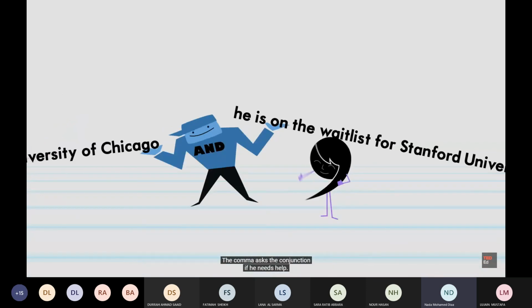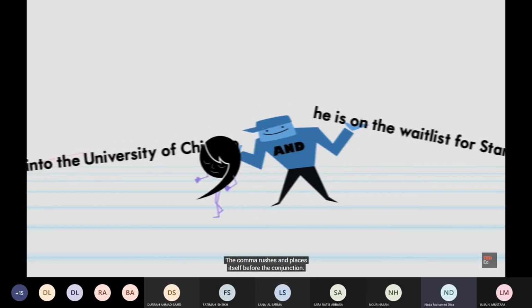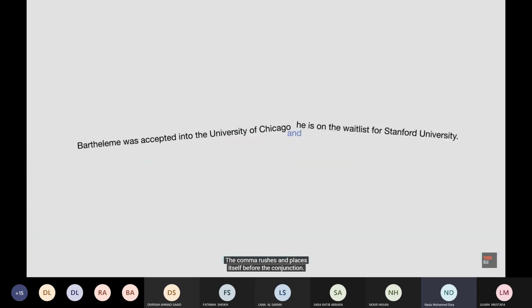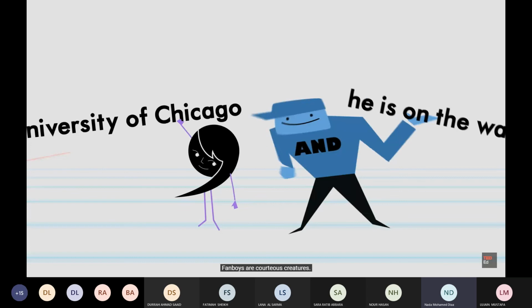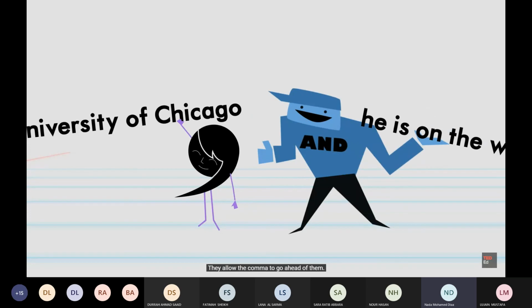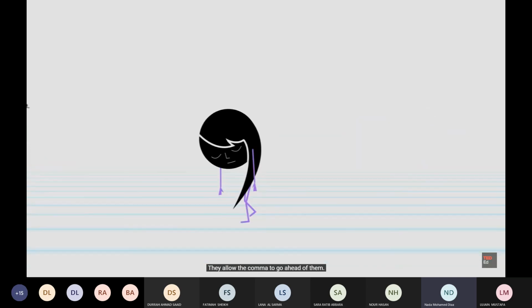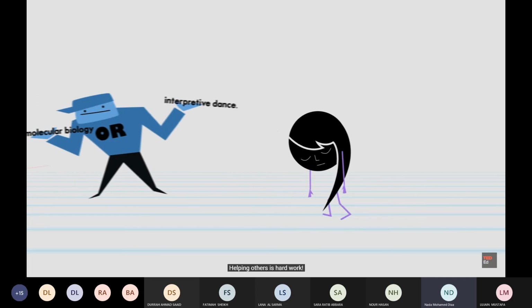The comma asks the conjunction if he needs help. Of course he does. Hurry! The comma rushes and places itself before the conjunction. Fanboys aren't as militant as subordinates. For this reason, the commas don't have to fall in line behind the fanboys. Fanboys are courteous creatures. They allow the comma to go ahead of them. Helping others is hard work.